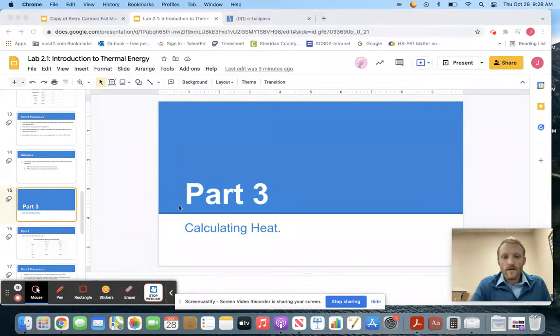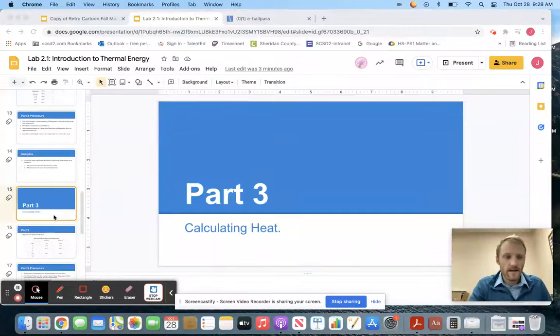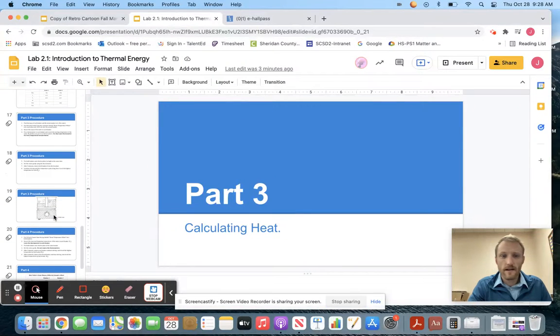Now, when we look at part 3, the big thing is we want to actually calculate heat. We want to keep in mind that heat is a form of energy. That's not temperature. So we're really calculating energy added to something. What we did is, let's go to this slide here.